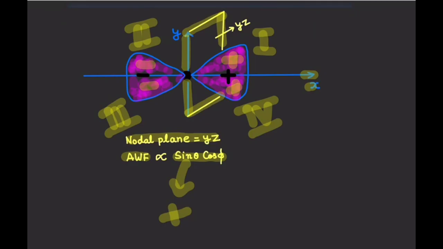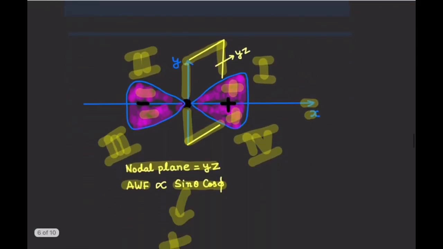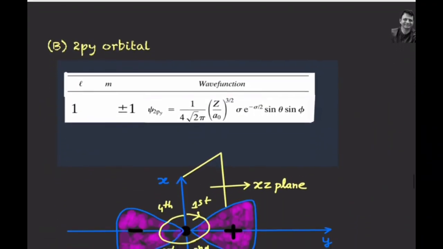So the sign of the positive and negative lobe is decided by the angular wave function. I hope you are able to understand why this lobe is positively charged and why the other lobe behind it is negatively charged. Because of this, the p orbital is unsymmetric, because if we move through the nucleus from one lobe to another lobe, the wave will change its sign. So it is unsymmetric. If it has the same sign, then it is symmetric.